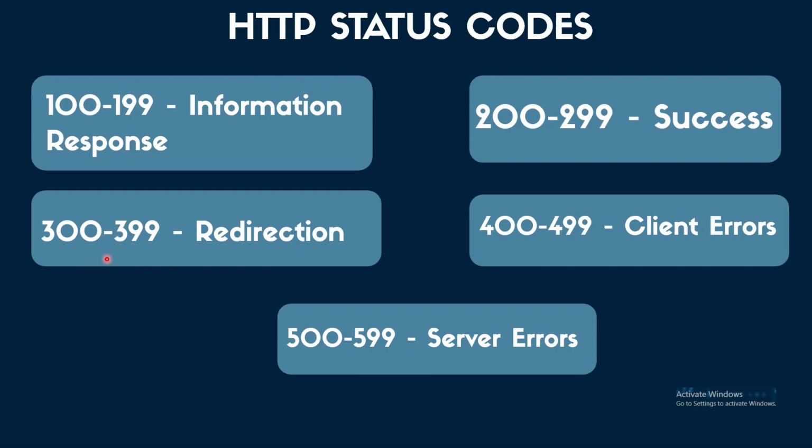In 300 to 399 it's saying redirection. So this basically redirects to a different web page or different website. Basically this redirects clients to another resource. In the next one, 400 to 499, we can see it saying client errors. It is basically used to inform the client that there was an error with the request.